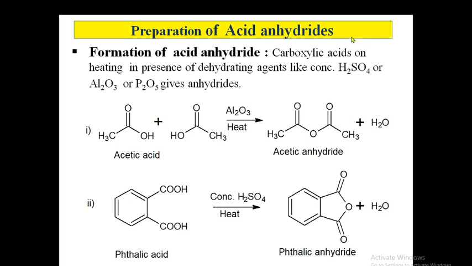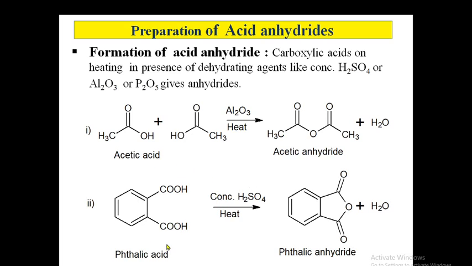Now next is preparation of acid anhydrides. How are acid anhydrides formed? For that you have to take the carboxylic acid, either monocarboxylic acid or dicarboxylic acid. When you have taken the monocarboxylic acid, then you require 2 moles of carboxylic acid, and if you are taking the dicarboxylic acid, only 1 mole is sufficient. So 2 moles of carboxylic acid, obviously monocarboxylic acid, on heating with dehydrating agents like concentrated H2SO4 or alumina or phosphorus pentoxide, you will get the acid anhydride. As you are taking acetic acid, the product is acetic anhydride.